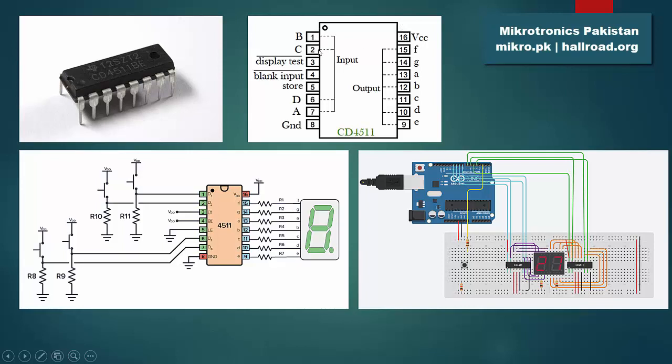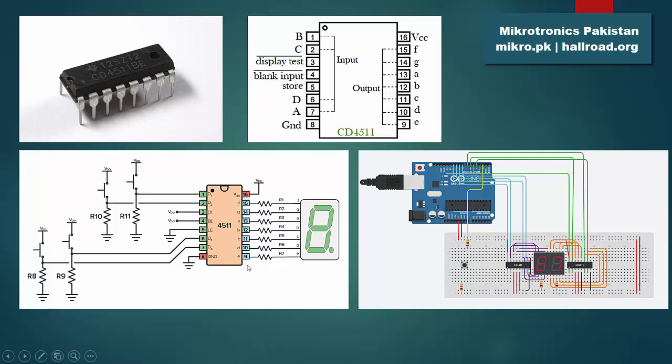And the inputs of this IC are BCD code, which means a binary code for the decimal number, like 0001 for number one and 0100 for number four, etc. So you provide a binary coded decimal BCD code here, and this IC will configure the various segments to be turned on or off to display that number.